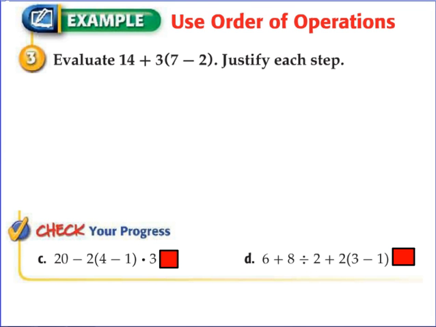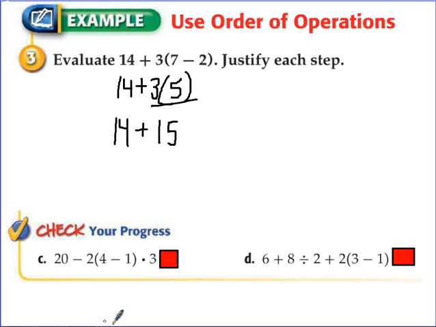Same thing on the next page. You would just work through these. A little bit of an interesting note here. That 3, there is no symbol between it and the parentheses. When that happens and it's side by side, that's multiplication. So in that problem right there, you're not going to touch the 14. You're not even going to touch the plus 3 until you get the 5. Now you've got 14 plus 3 times 5. So multiplication comes next. 14 plus 15. And your final answer would be 29.